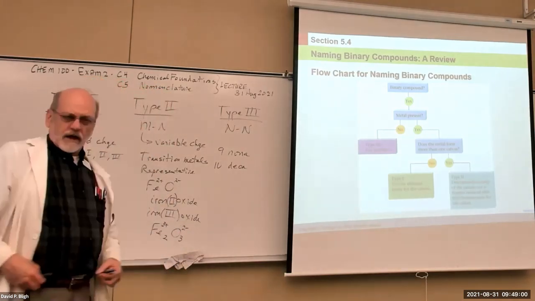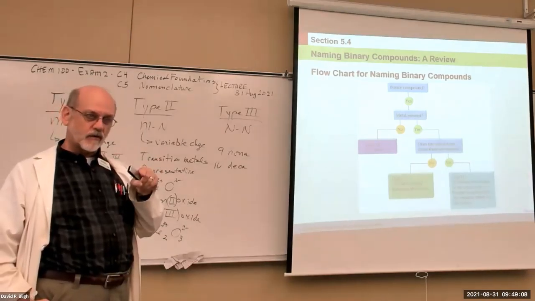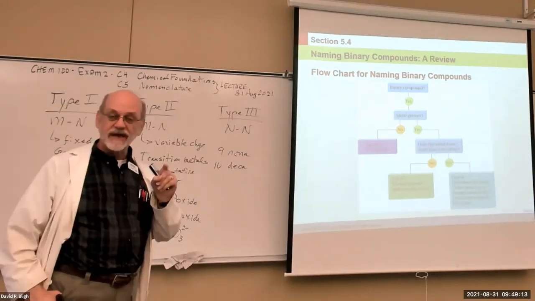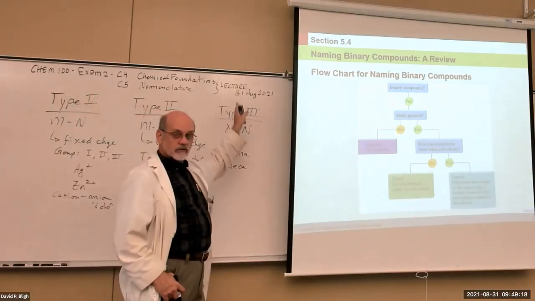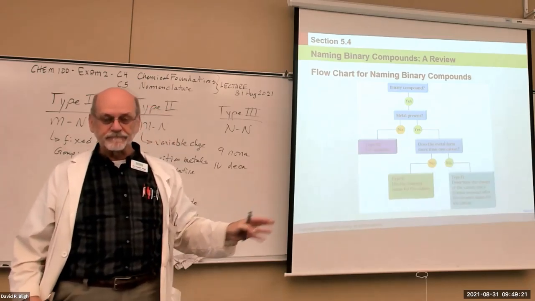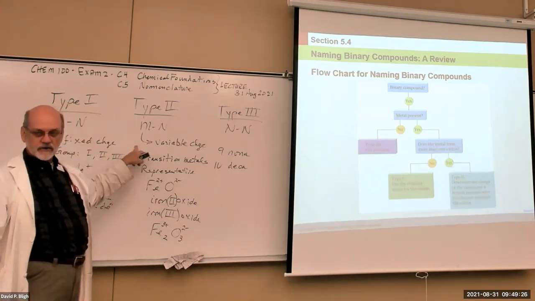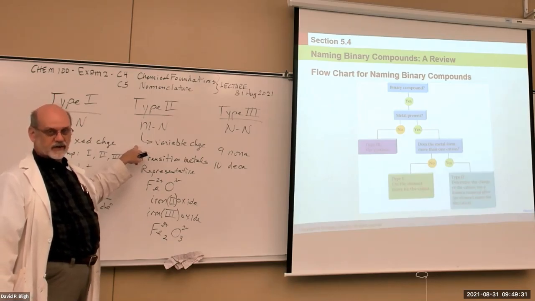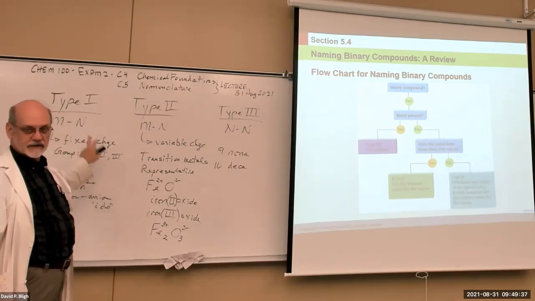All right. So when you're confronted with a naming problem like this, how do you approach it? Well, you ask yourself, is it a metal, nonmetal, or is it a nonmetal, nonmetal? If it's metal, metal, then you're either type 2 or type 1. If it's nonmetal, nonmetal, then you just move ahead with type 3. If it's one of these, then you've got to decide, is the charge on the metal fixed or variable? If it's variable, you have to use this convention. If it's fixed, use that convention.